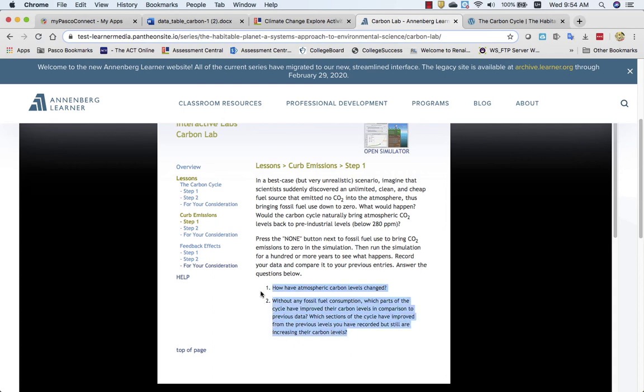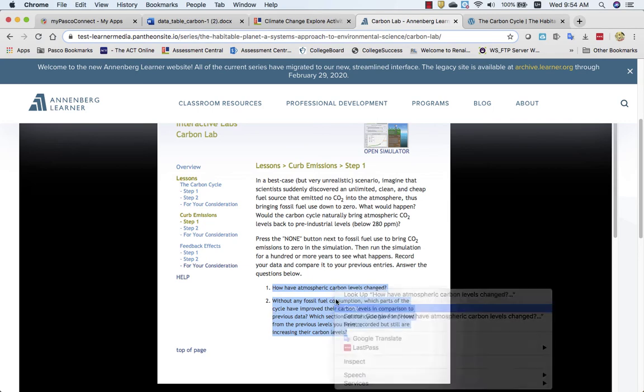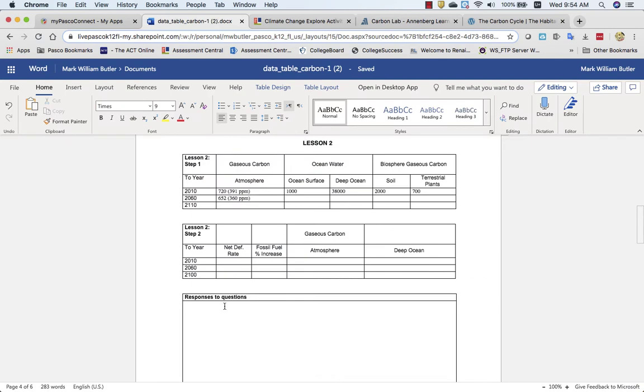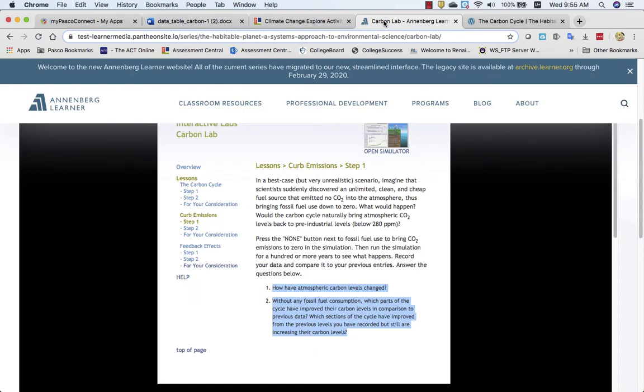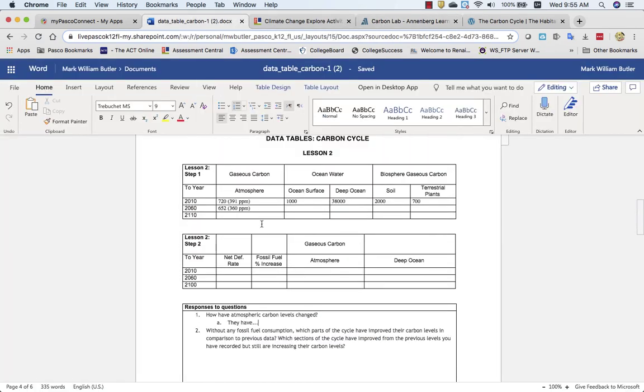So what I found the best thing to do is just copy this. You can go to here, copy, and then come over to your data table, and you can put them right into your data table, and then just respond to them. If you want to make this an answer, you just hit this little tab, increase indent, and there's your answer. How have atmospheric carbon levels changed? They have... without any. So you can run this simulation and then answer the questions.